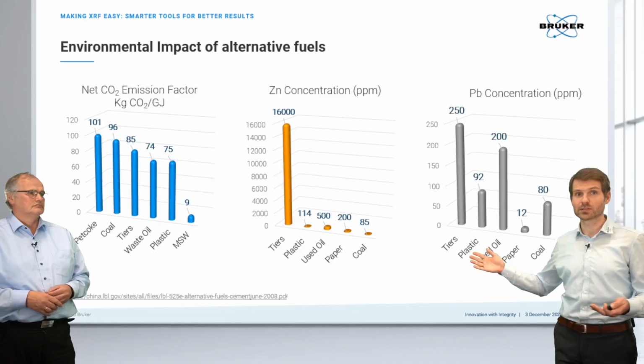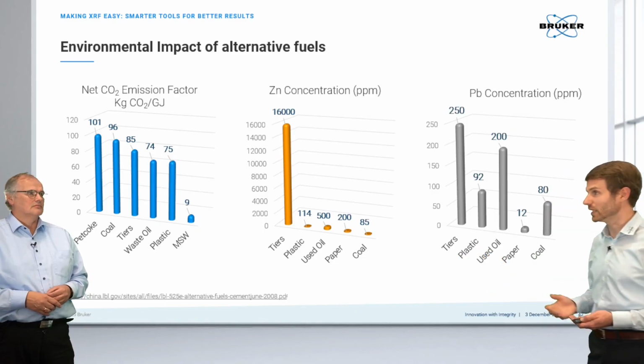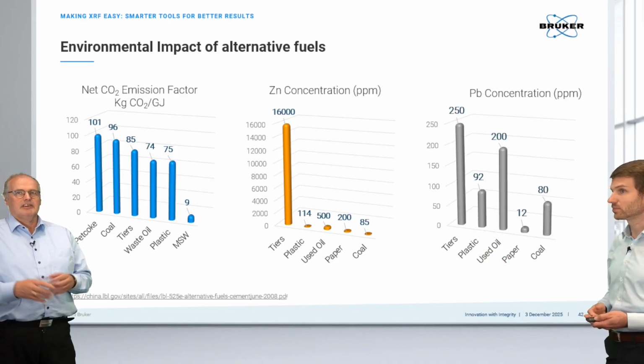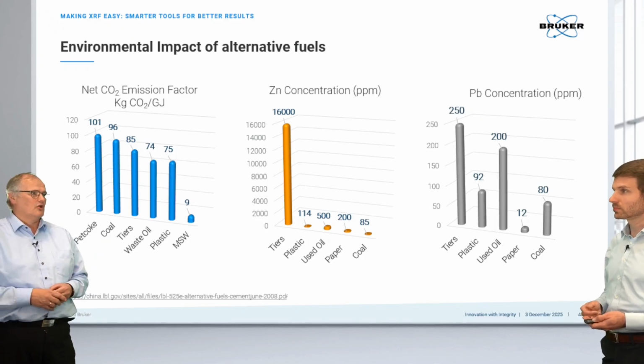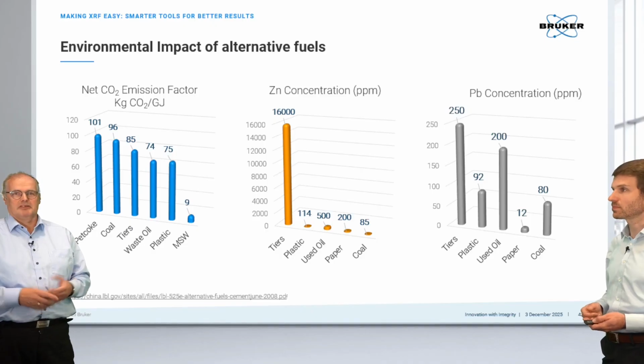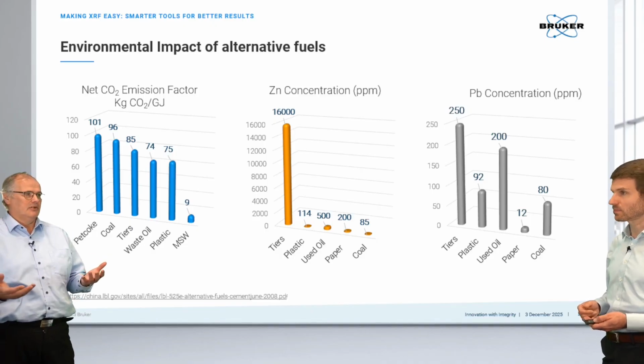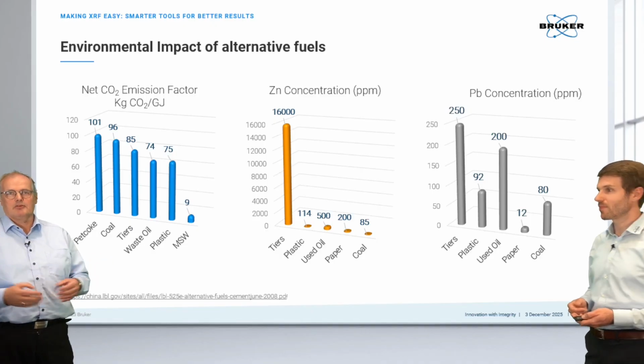Here we see examples with a relatively high value for tires for lead, for example. The difficult thing for alternative fuels is that it's not easy to get standard samples. For used oil, this is actually possible, but when we think about used old wood, for example, there is no standard CRM available. So how to set up calibrations?